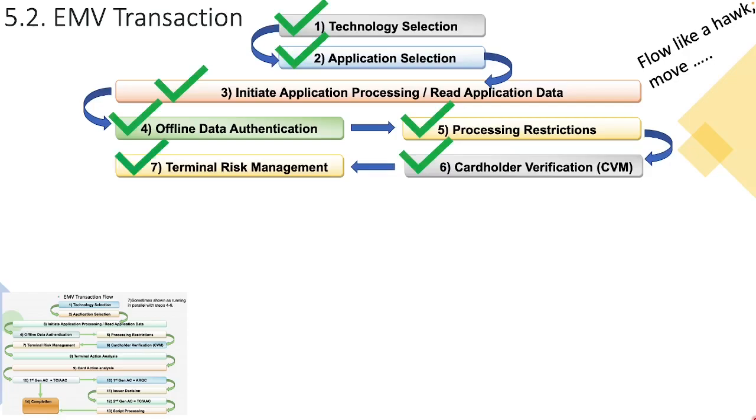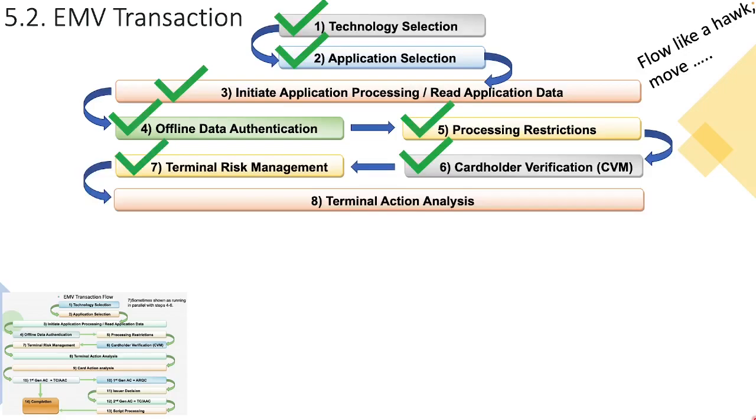And as a result of this, we went into step 8, which is terminal action analysis. And in this phase, this is where the terminal makes a suggestion, where it says, Mrs. Card, as part of my terminal risk management, I believe that we should either decline the transaction or go online, or approve the transaction offline.